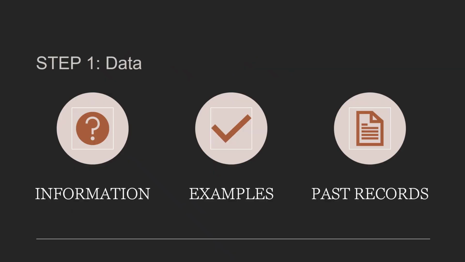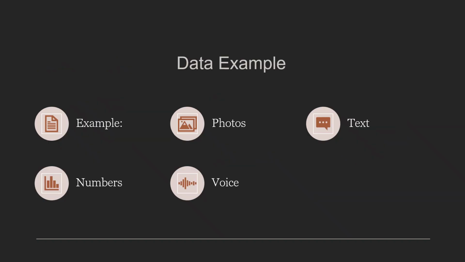The first step is data. Data means information. Just like humans learn from books and experience, AI learns from data. For example, photos, text, numbers, or voice recordings can all be data. Without data, AI cannot learn anything.